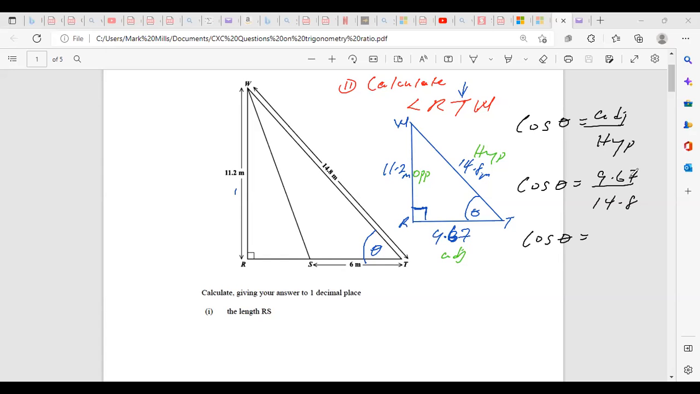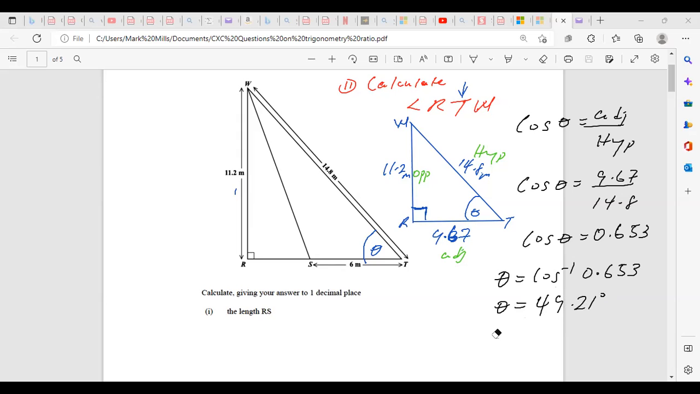Now let's divide. 9.67 divided by 14.8. What do we get? 0.653. So theta is equal to cos inverse of 0.653. Right. So now let's work it out. What is cos inverse of 0.653? Forty-nine point two one degrees. They say to two decimal places.